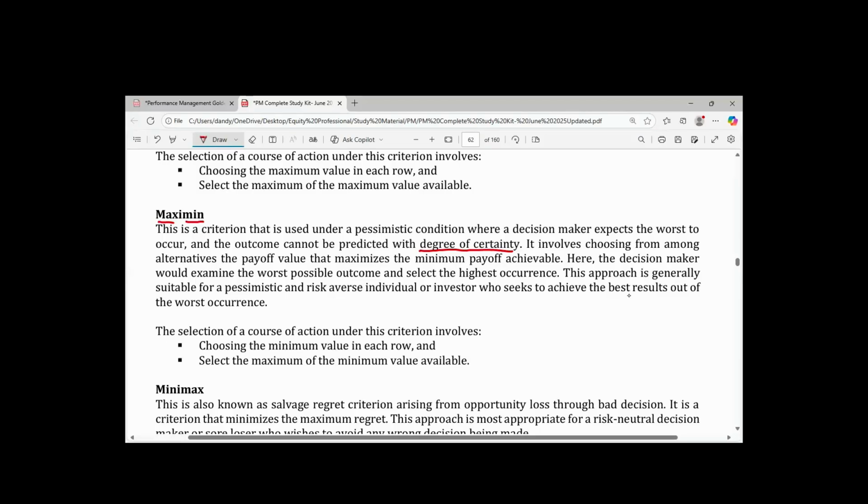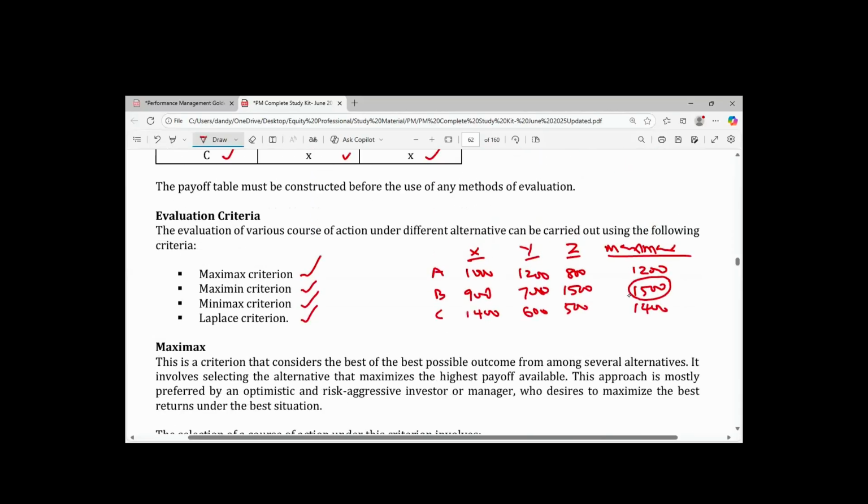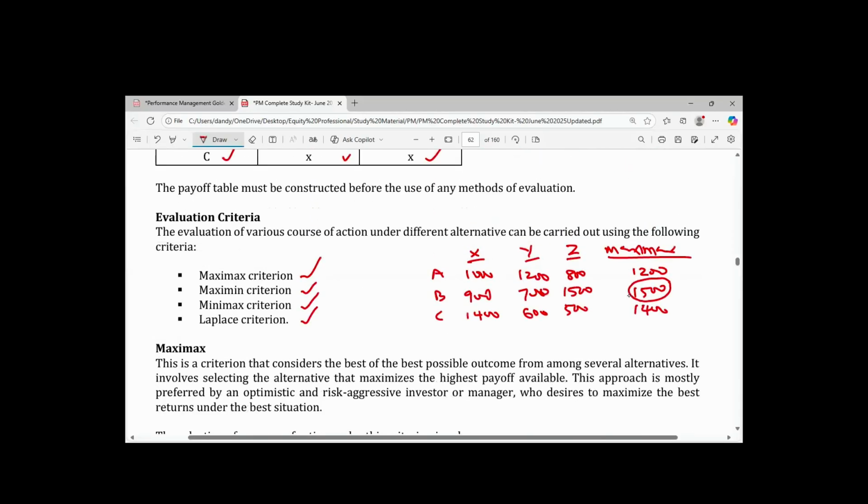So you can read more on that. Now, let me show you an example also. In my hypothetical figures, let's say we want to use the maximin criterion.